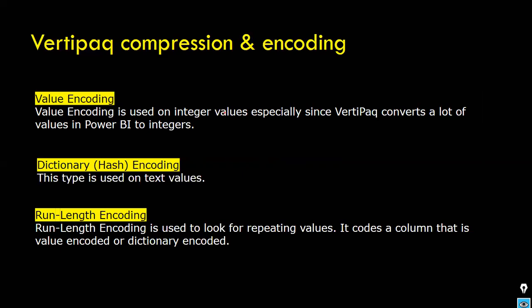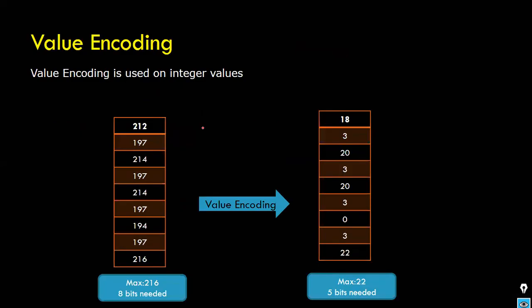In case of any integer values in your column, in your table data set, the value encoding compression technique is used. So it converts a lot of values in Power BI to integers. The next one is dictionary encoding, which is for text type of data. And run length encoding is used to look for repeating values. We'll directly jump into each and every type of technique and understand how it works. It's a very interesting one.